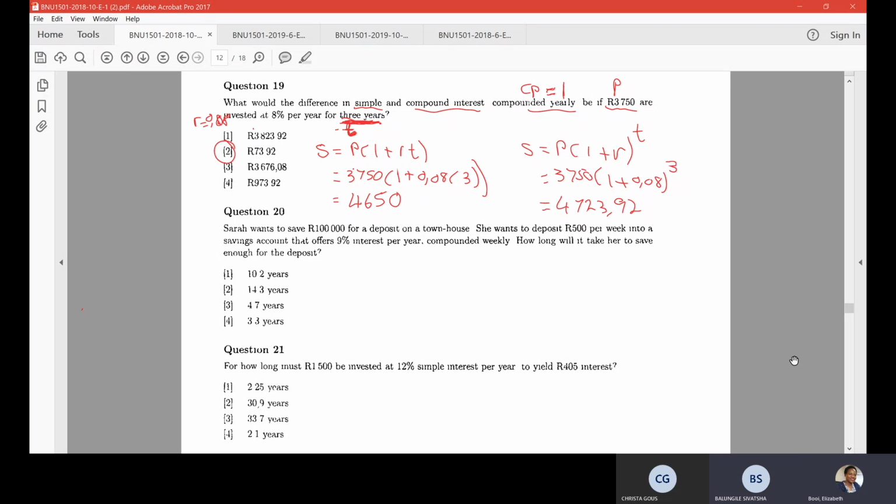So here we need to be calculating N, which is how long, and they want the answer in years. The N that you will calculate here will be compounded weekly, so your compounding period will be 52. This is the deposit that she wants to save for, which will be your future value.